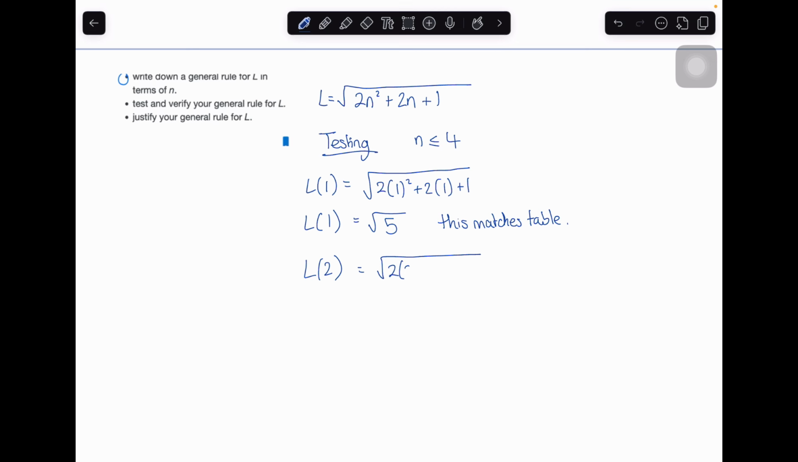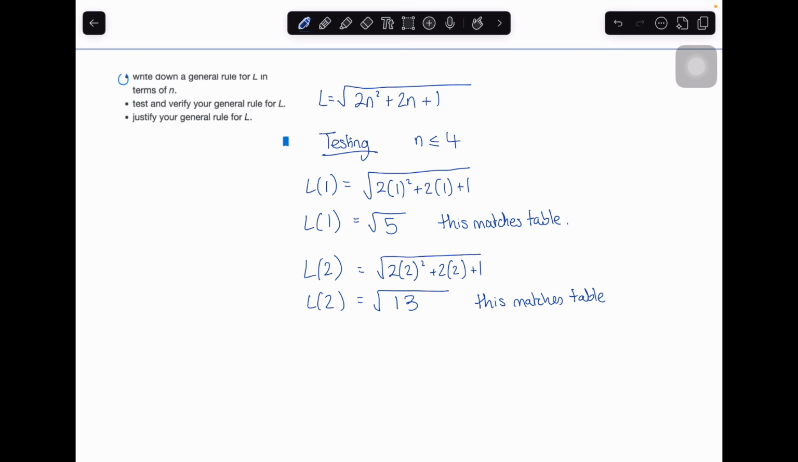Okay, so 2 lots of 2 squared plus 2 lots of 2 plus 1. So L of 2 is equal to the square root of 8, 12, 13. Okay, this matches the table. So at this point, you can say something like testing complete. Okay, and then you want to go on to verify.